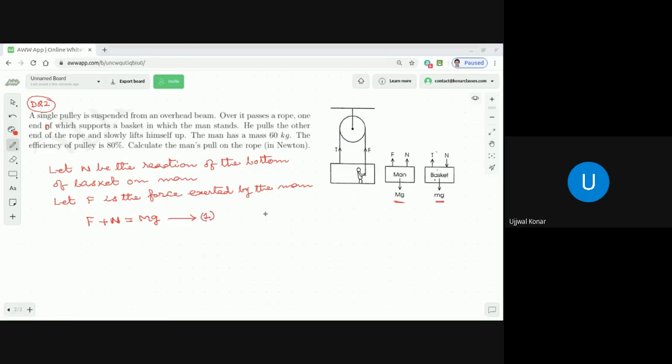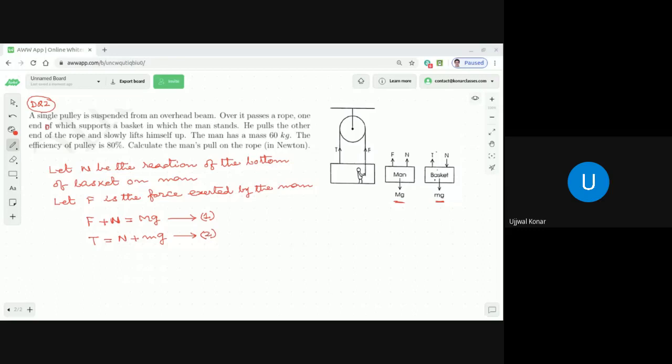Correct, no? The next one is that if you look into the basket, there are 3 forces acting on it. One is the tension, capital T, the normal reaction, capital N, and the weight of the basket, that is lowercase m into g. So what we can get from here is T is equal to capital N plus lowercase m into g. That is the second one.